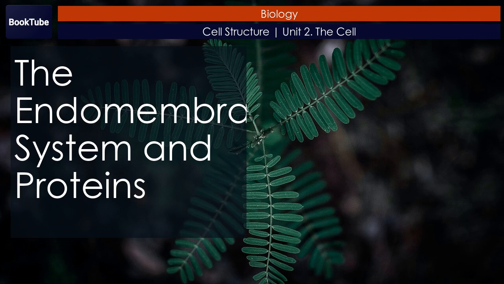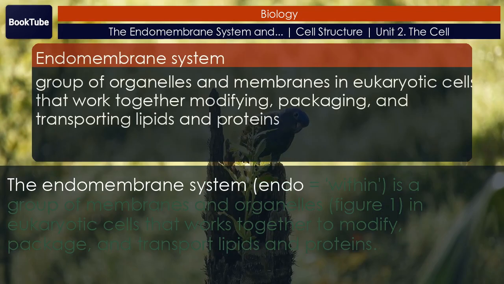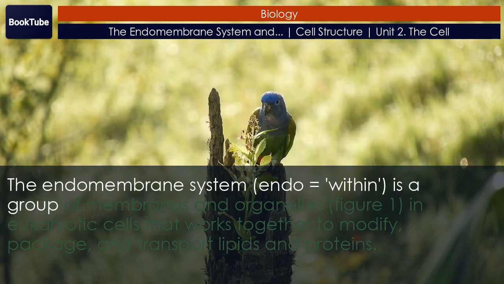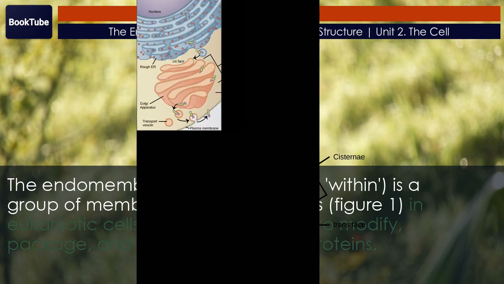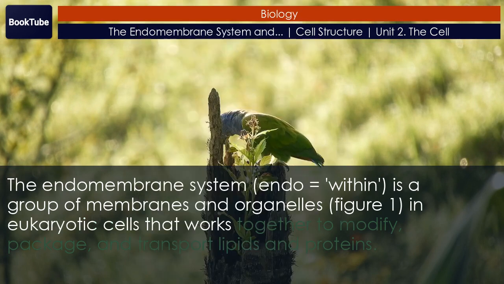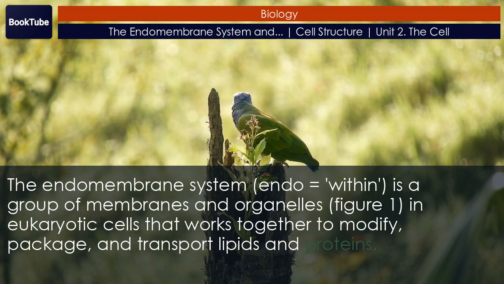The endomembrane system and proteins. The endomembrane system, endo equals within, is a group of membranes and organelles in eukaryotic cells that works together to modify, package, and transport lipids and proteins.